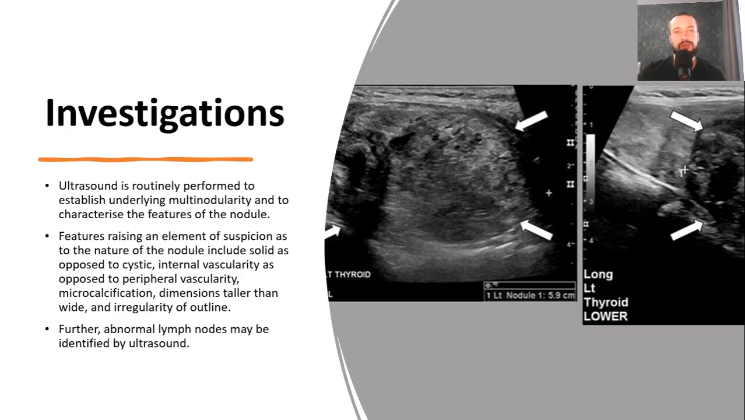Ultrasound is routinely performed to establish underlying multinodularity and to characterize the features of the nodule. Features raising an element of suspicion as to the nature of the nodule include solid as opposed to cystic, internal vascularity as opposed to peripheral vascularity, microcalcification, dimensions taller than wide, and irregular outline. Abnormal lymph nodes may also be identified by ultrasound.